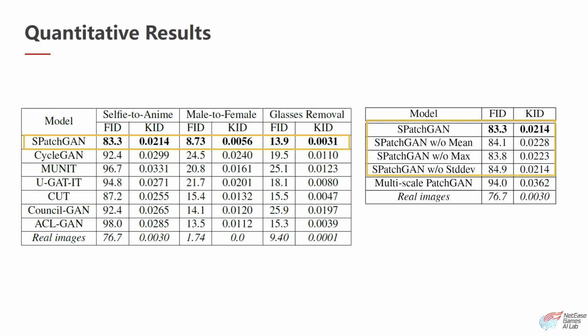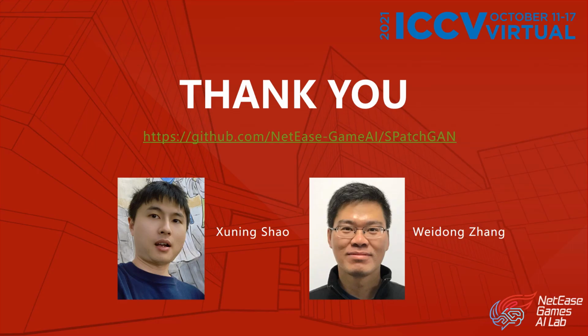If one of the statistical features is removed, the performance slightly deteriorates, but all the SPatchGAN cases are much better than PatchGAN. Please check our paper for more details and analysis, and try it yourself with our open source code and pre-trained models. Thank you.